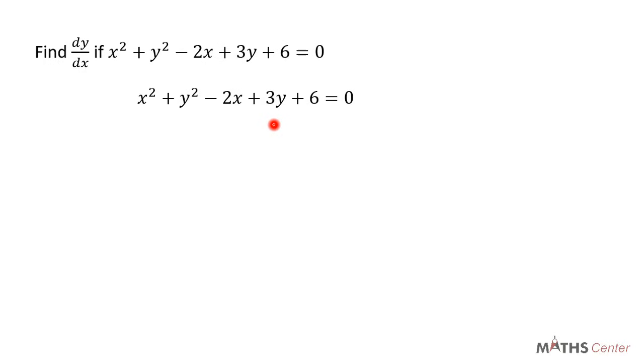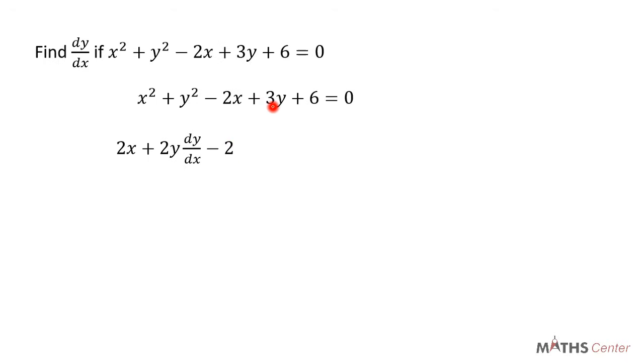We will differentiate each term. So let's begin with the first one, x squared. When you differentiate x squared, you have 2x. When you differentiate y squared, you have 2y. But because it is a term containing y, we have to multiply it by dy dx. Always remember that. The next one is negative 2x. When you differentiate negative 2x, you have negative 2. The x should be gone.